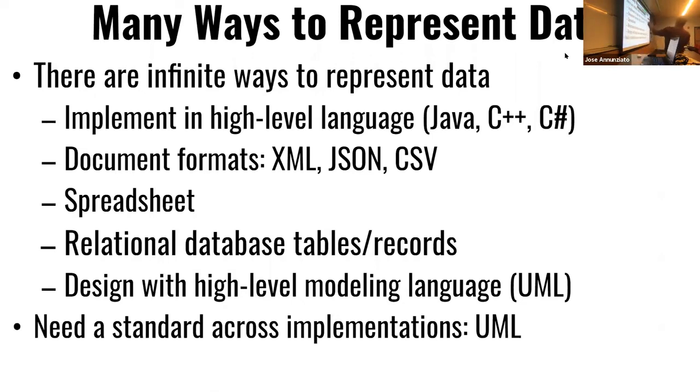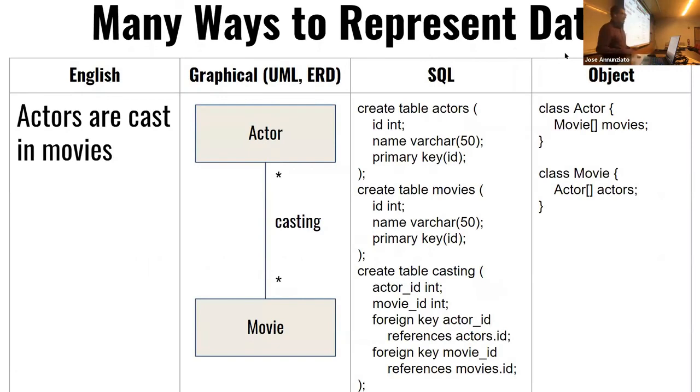So there are infinite ways of representing data, right? So in Java, C#, C++, XML, JSON, CSV, spreadsheets. And so we're going to stick to UML as our starting point. And we want to be able to go between these different worlds of ways of representing.